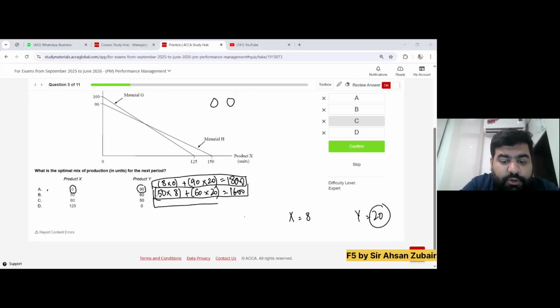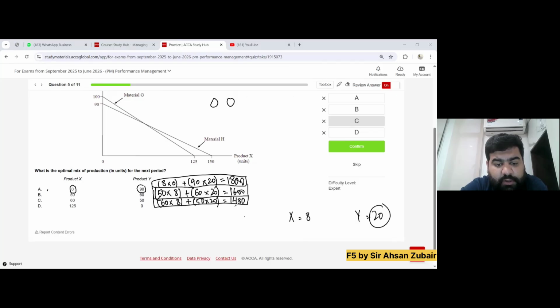Less contribution. Now next, 60 units of X generating 8 contribution each, plus 50 units of Y generating 20 each, it will be 480 plus 1000, that is 1480. It will be 1480. Wait a minute.